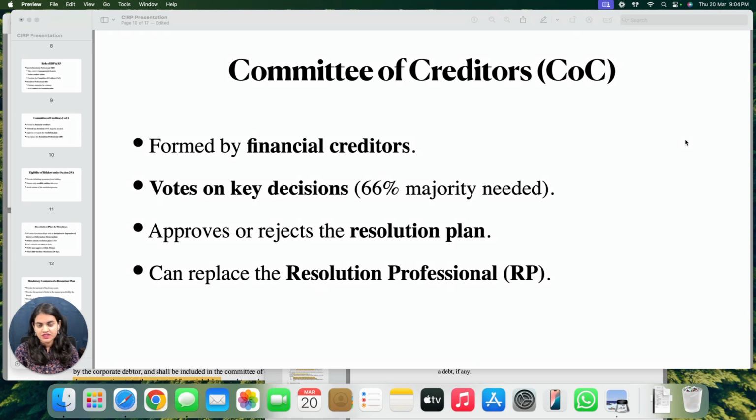Let us resume our session on CIRP process and continue from where we left off. So, as I've told you in the previous session, the IRP invites claims through a public announcement via a paper publication and also notices published on the IBBI website, and he invites claims from all stakeholders of the corporate debtor.